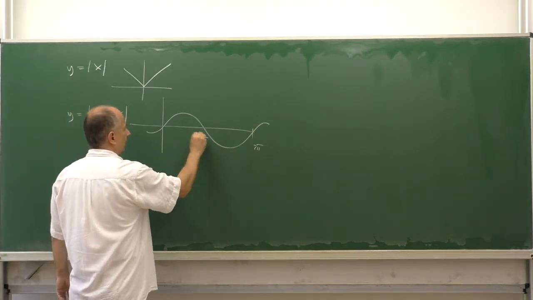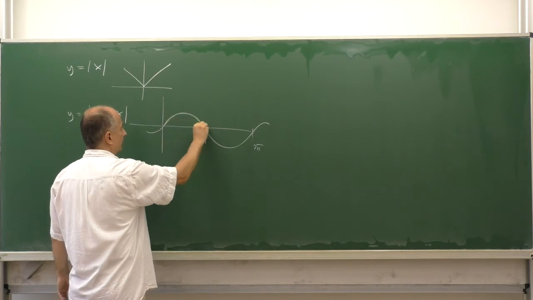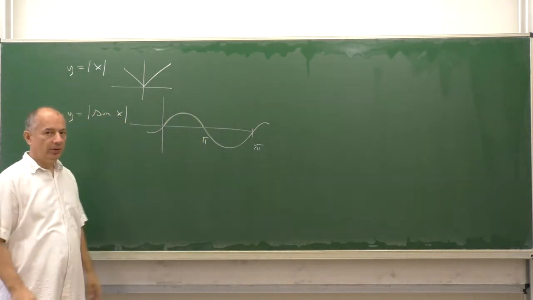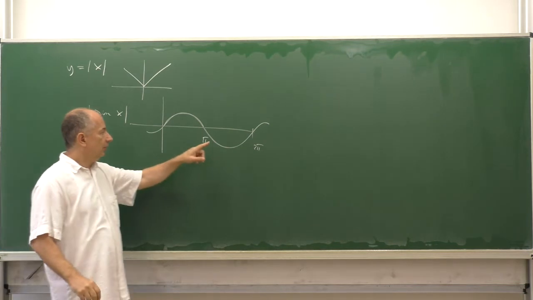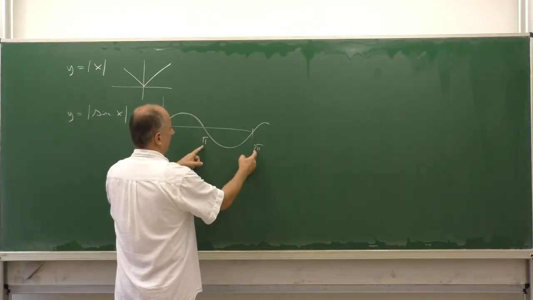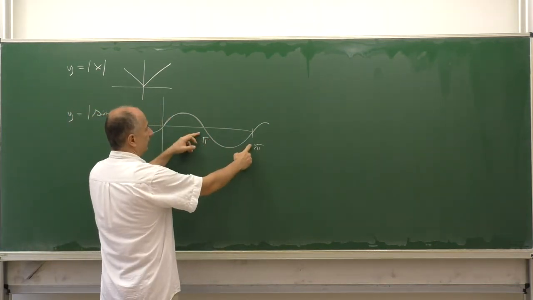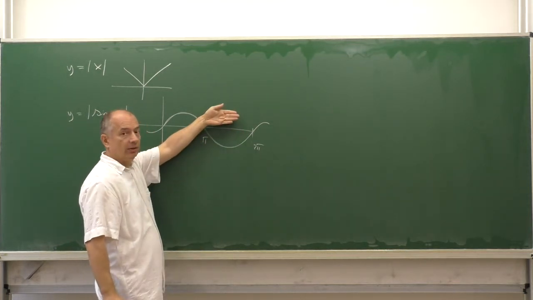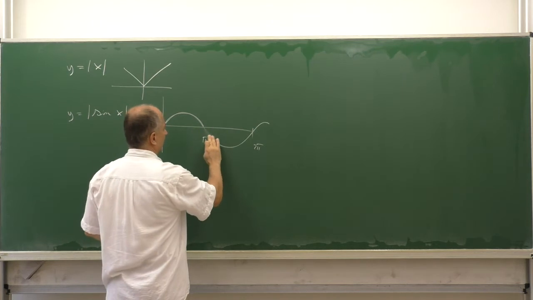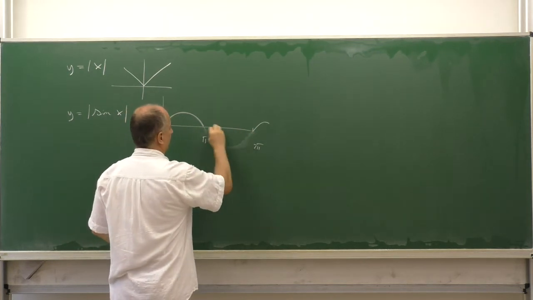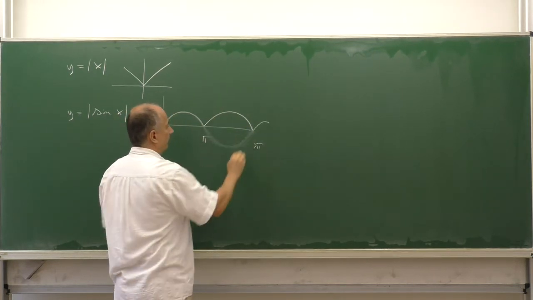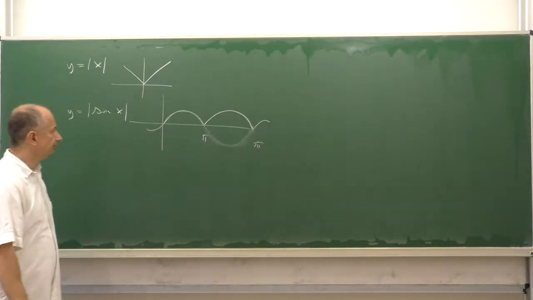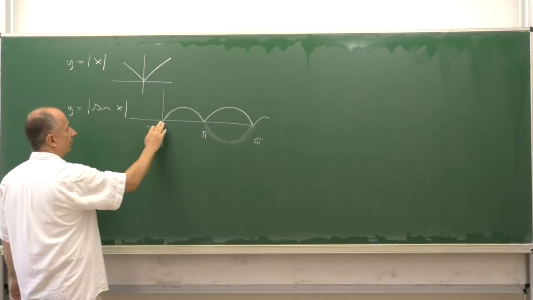From 0 to pi, the function values are positive, so the absolute value has no effect. But for x values between pi and 2 pi, sine is negative, and taking the absolute value of the negative results will make the positive results. So this will be not part of the graph, but it will be mirrored up this way. And similarly here.